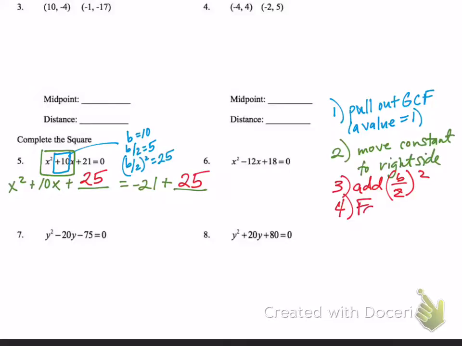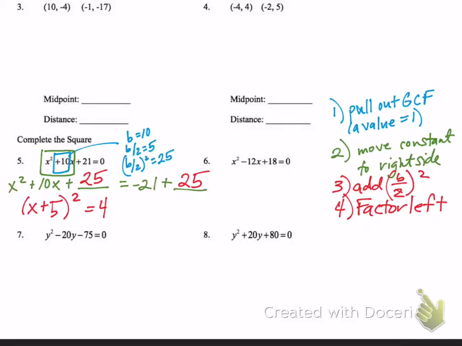Then I'm going to factor the left side, so factor the left. When I factor the left side, what adds to 10 and multiplies to 25? 5 and 5, right? Positive 5, positive 5. So I'm going to factor this and rewrite this as x plus 5 squared equals, and then on the right side I have a negative 21 and a positive 25 becomes 4.